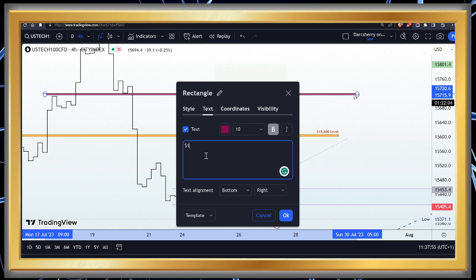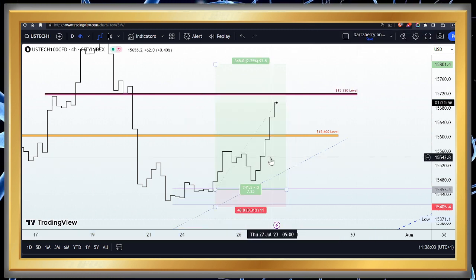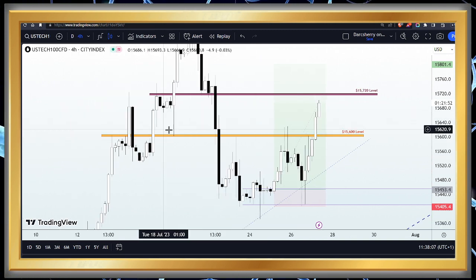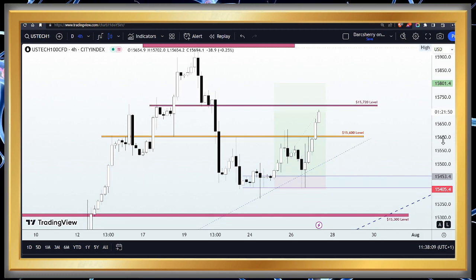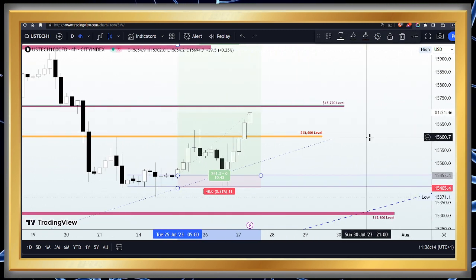So we have the 15,720 level, where a breakout retest of this structure as well will be welcoming more additional buy positions to our existing trade. Now let's see if the market will break out of that structure, and if it does, we want to be on standby to catch that move.